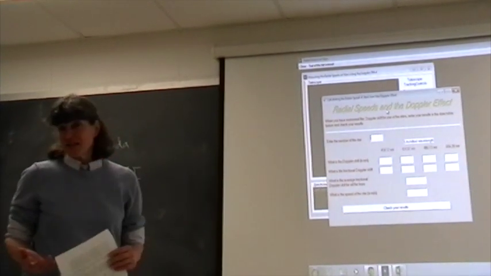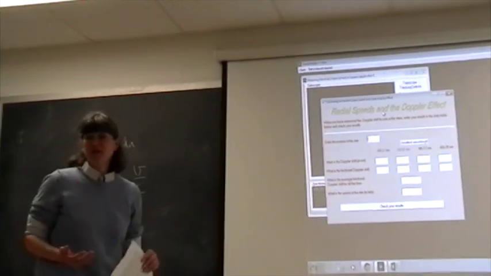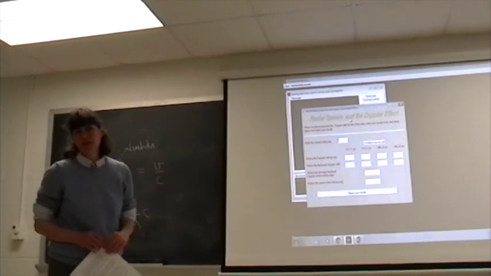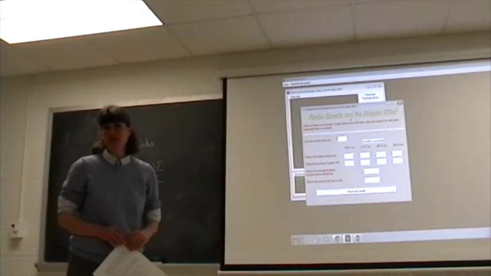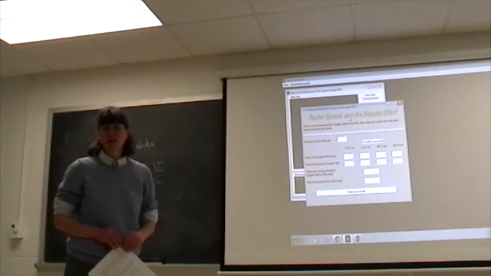This then will give us sort of the last step. With last week's lab and this week's lab, we can now come up with a way of measuring the speed of those stars. If you have any questions with this week's lab, please email me.